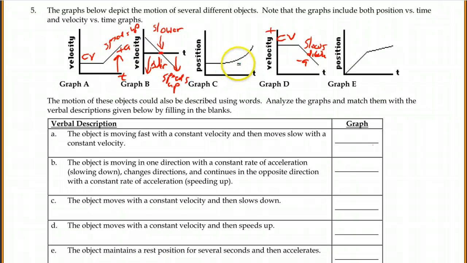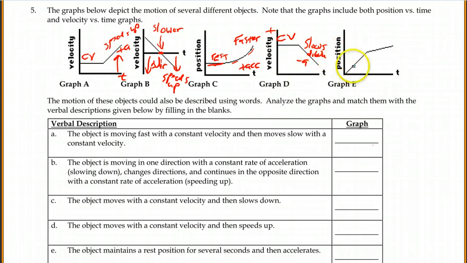Now position time graphs don't tell us how fast we're going. They tell us where we're at. We're at the same point for a while here, so that indicates we're at rest for at least a portion of the motion. Then we get a parabolic curve, which means we have acceleration, and we're getting faster because it is becoming steeper. The slopes are becoming steeper. Since we have positive slopes that are getting steeper, that's going to be positive acceleration in this case.